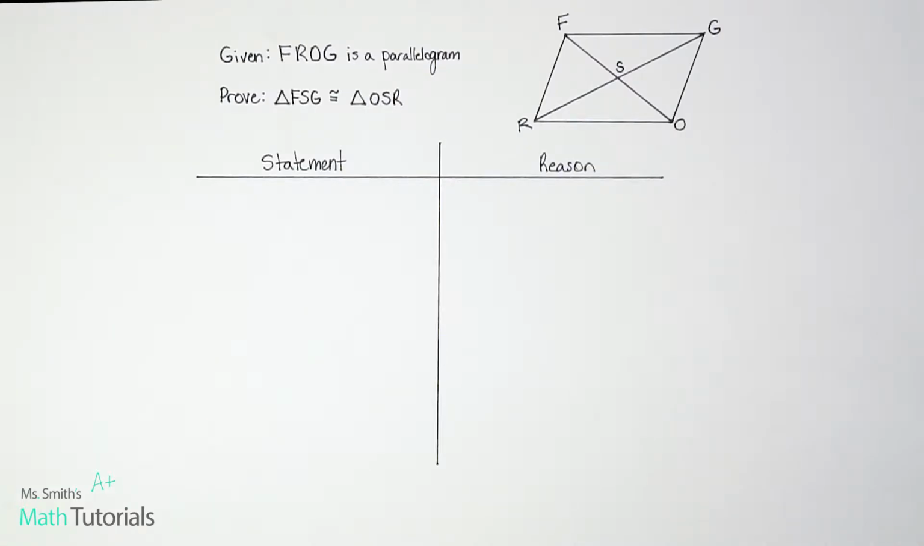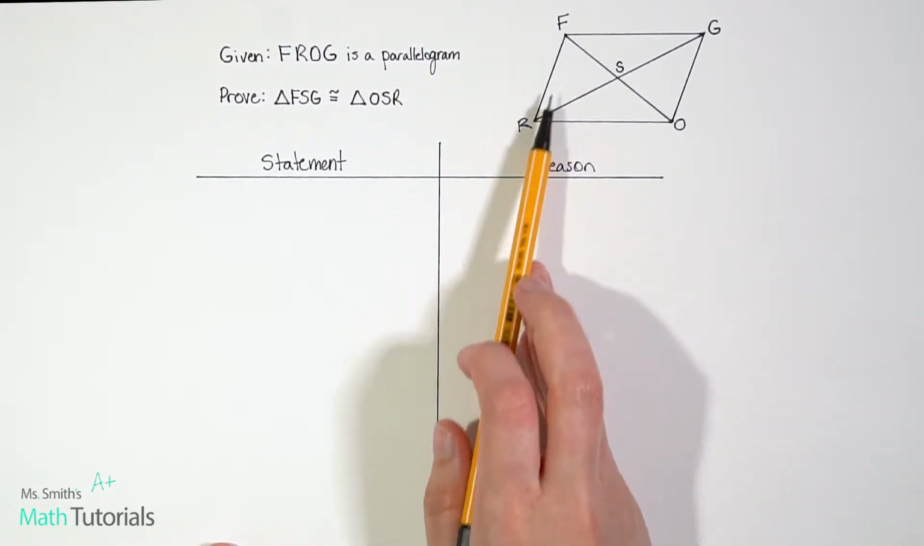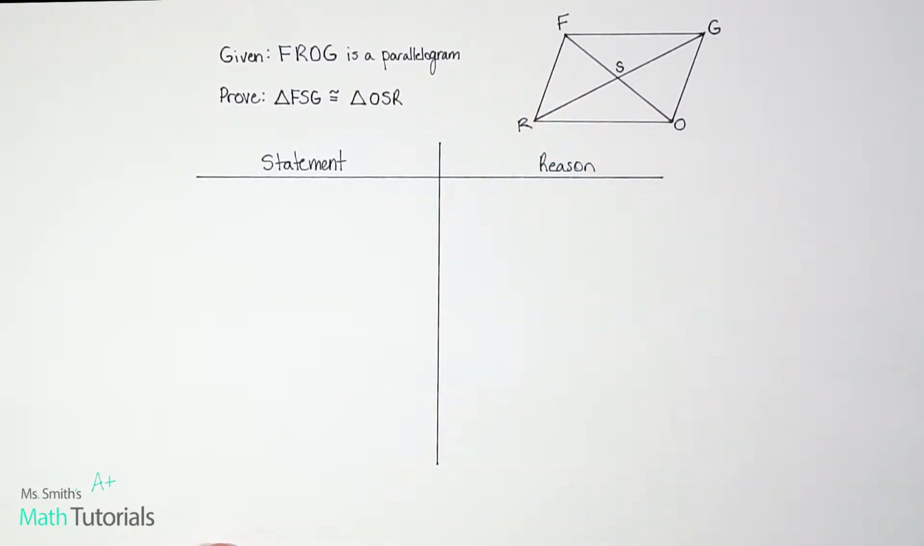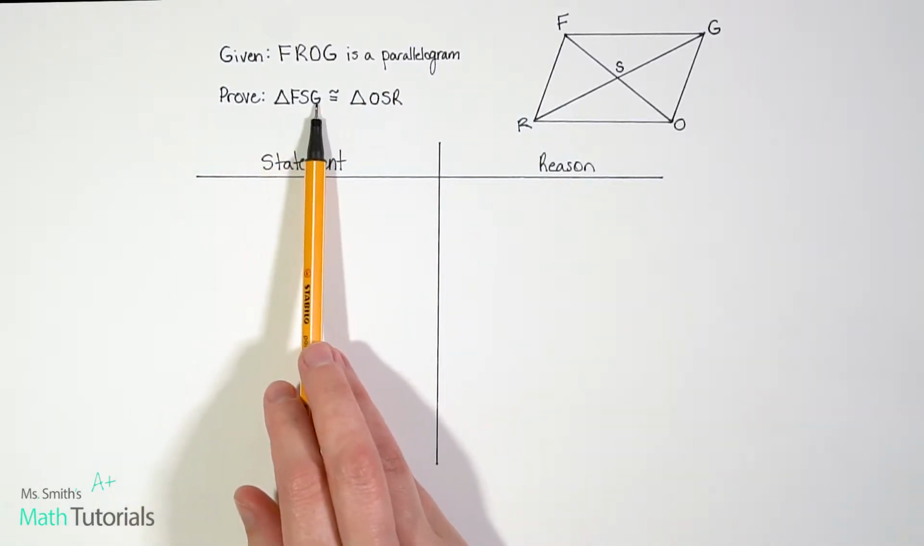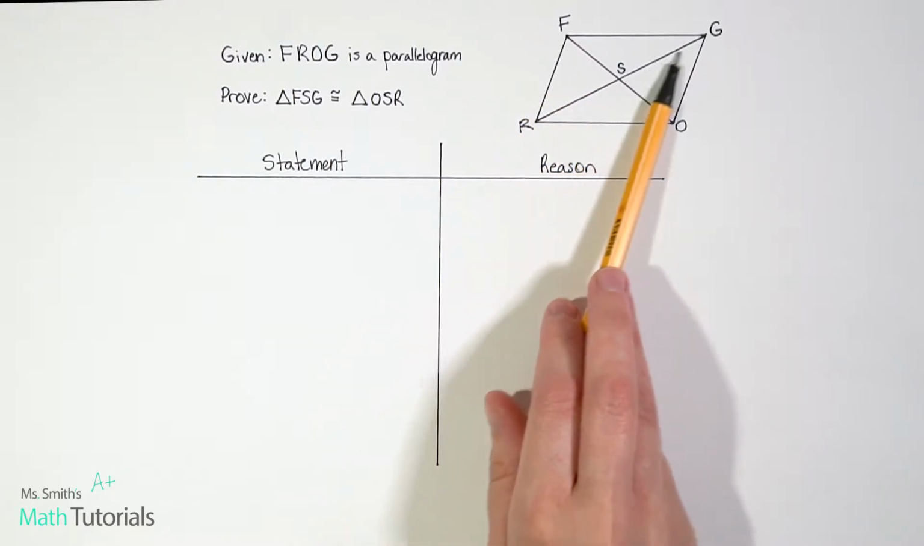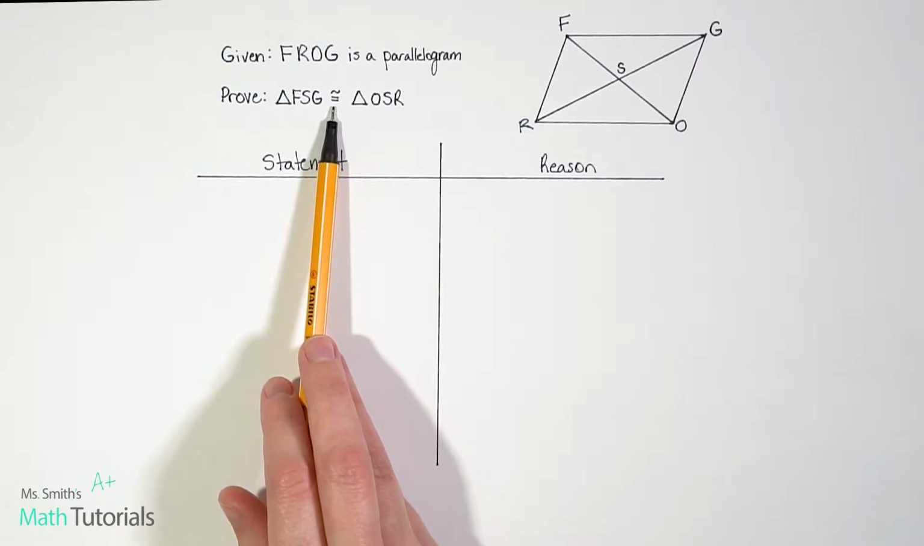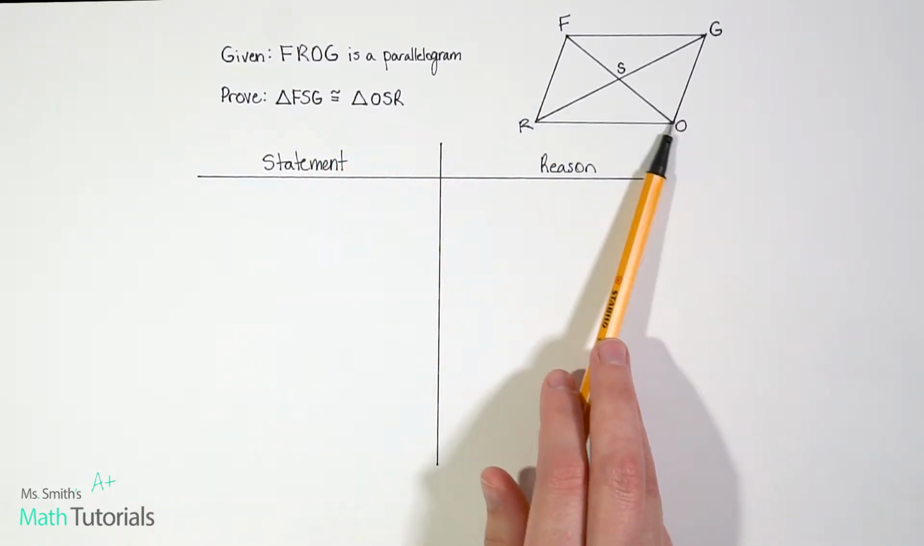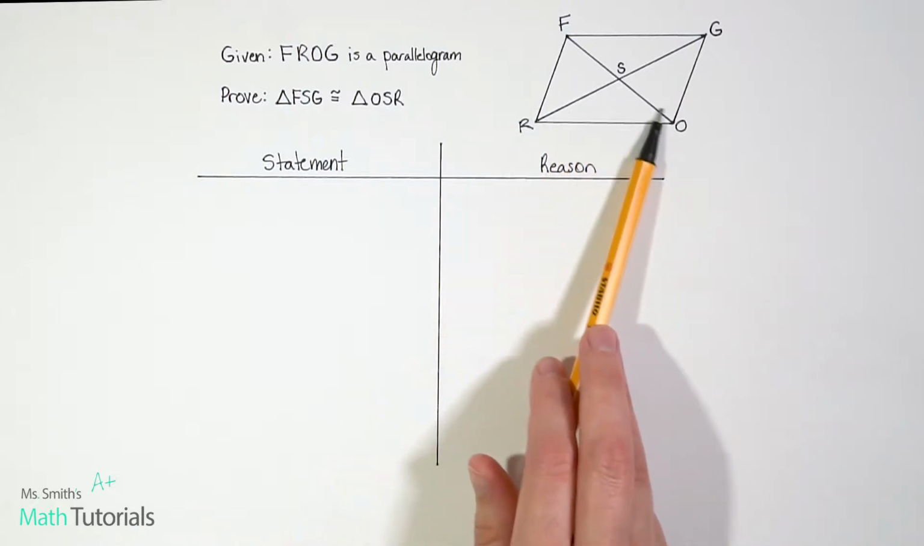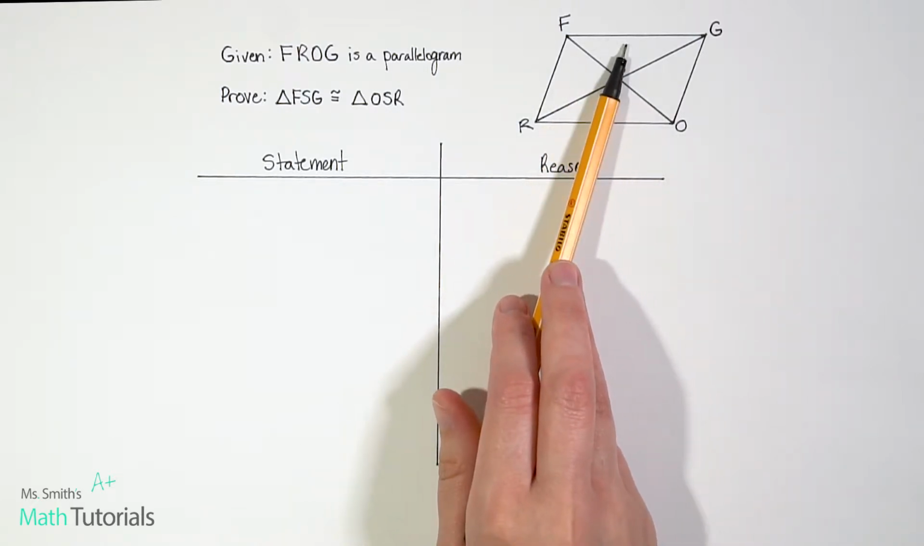So in this example, they also give us a statement, our given is that FROG, F-R-O-G, is a parallelogram. So they're telling us right up front, hey, this shape is a parallelogram, which means there's a lot of different things we could prove about it knowing that it is a parallelogram. But they specifically want us to prove that triangle FSG, so this top triangle right here, is congruent to triangle OSR. So that's this bottom triangle. So we're trying to prove the top triangle is congruent to the bottom triangle.